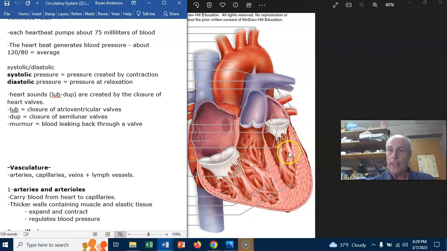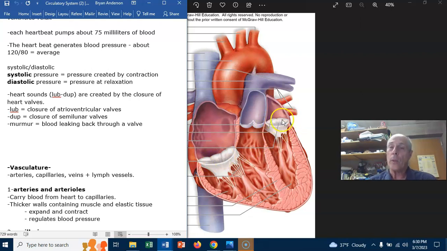But the left side here has to push blood a lot farther throughout the whole body. And so there's more pressure on this side, and so that valve has to snap shut harder. And that's characterized by that dup sound. Lub, dup. It's a sharper, more abrupt sound created because there's more pressure on the left side than there is on the right side. But it is the closure of these valves that actually makes that sound.